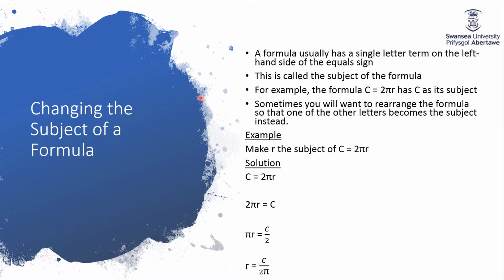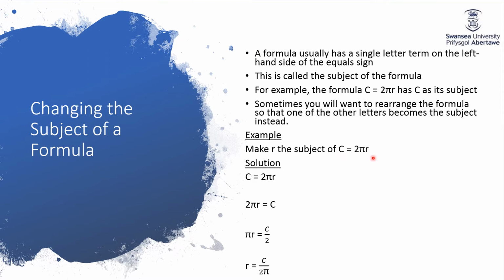Changing the subject of a formula. A formula usually has a single letter term on the left-hand side of the equal sign. This is called the subject of the formula. For example, the formula C equals 2 pi r has C as its subject. Sometimes you will need to rearrange the formula so that one of the other letters becomes the subject instead. Let's look at an example so that makes more sense. Make r the subject of C equals 2 pi r.